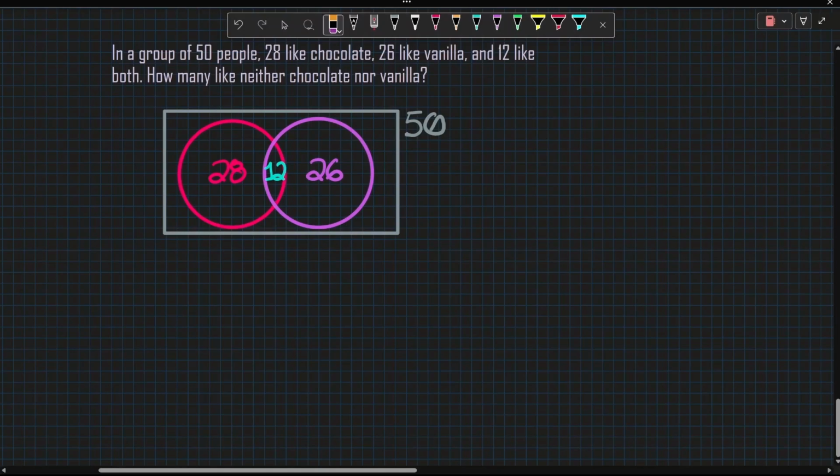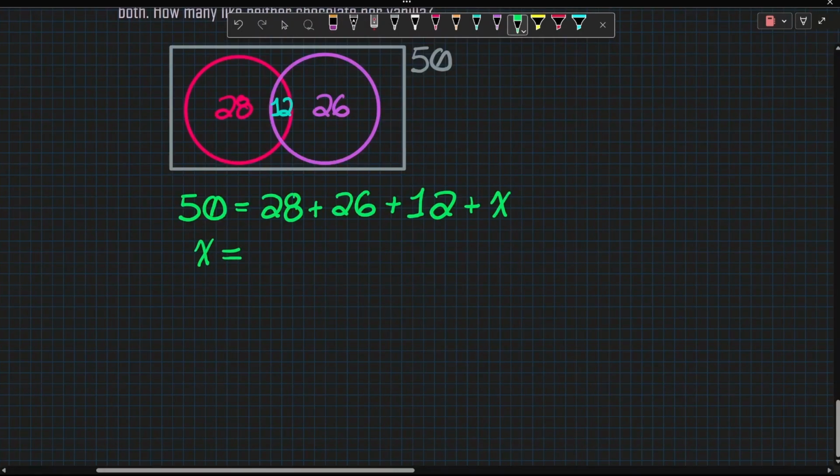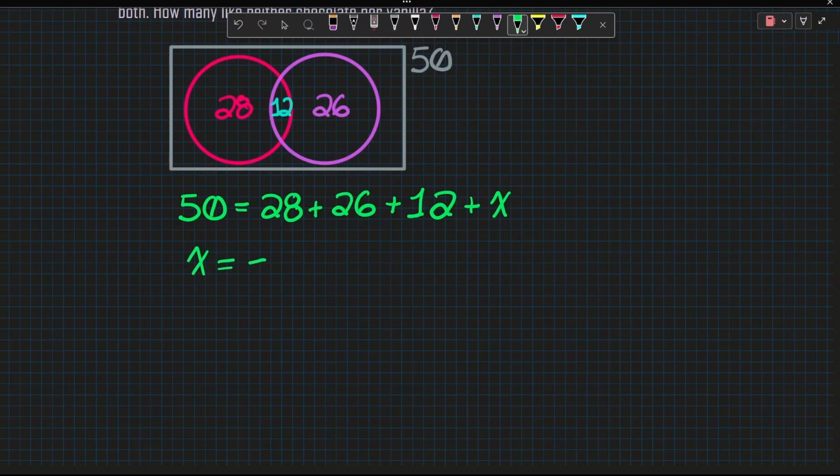Now visually we can see that we have 50 people, and this is made up of 28 people that like chocolate, 26 people who like vanilla, and then we have 12 people that like both, but then we also have these unknown people that don't like either. So we'll name that X. A premature thing to do would be to isolate for X, but then you'll see here that you'll get a negative number. So there's an issue with how we set up this equation first.